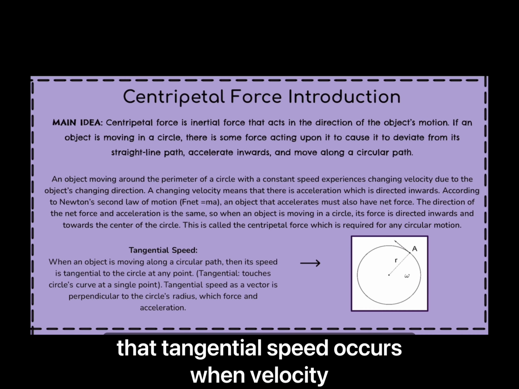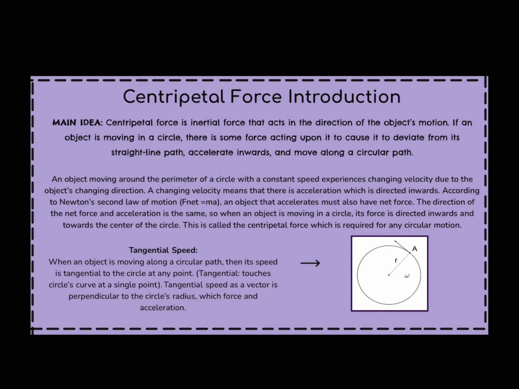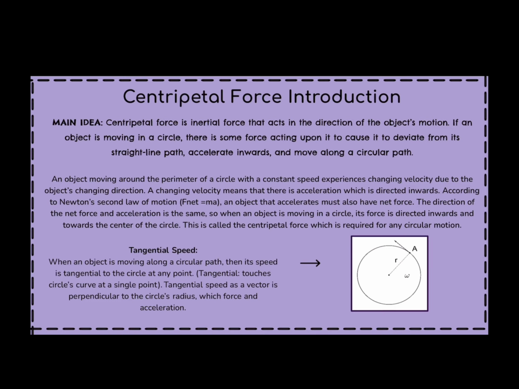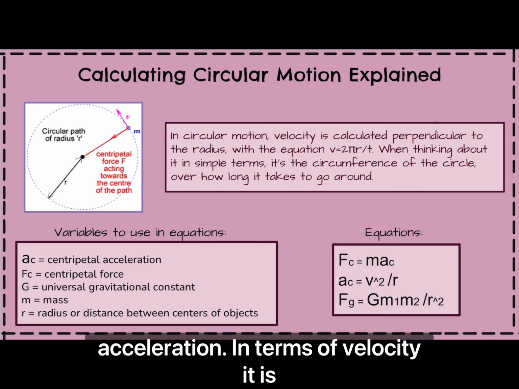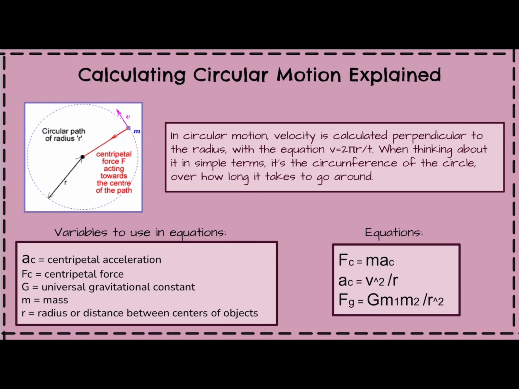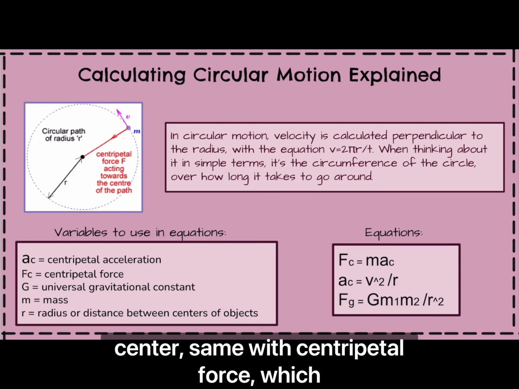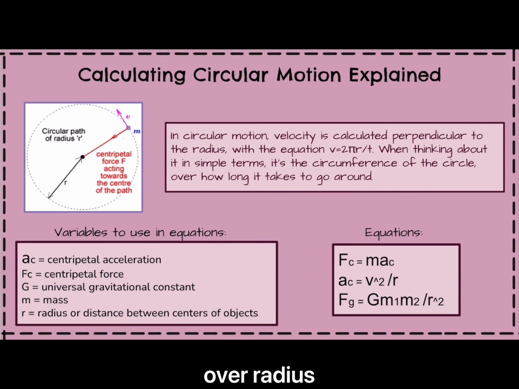It's also important to know that tangential speed occurs when velocity is tangent to force or acceleration. To make it more obvious, speed as a vector is perpendicular to the circle's radius. Circular motion has two different important calculations: velocity and acceleration. In terms of velocity, it is calculated perpendicular to the acceleration and can be thought of as circumference over the time it takes to complete a revolution. Acceleration, however, is pointed at the center. Same with centripetal force, which can be calculated with velocity squared over radius.